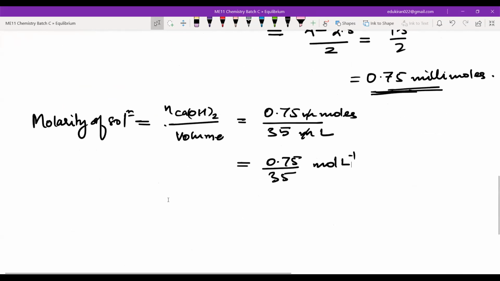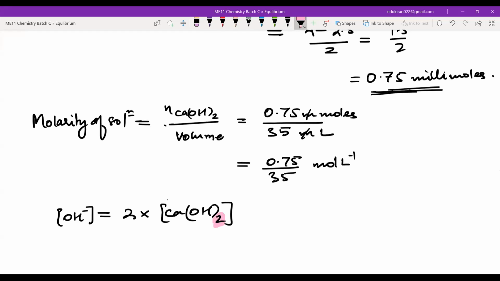Now please remember that the concentration of OH negative will be equal to 2 times the concentration of Ca(OH)2. Why? Because we have 2 OH groups attached in 1 molecule of Ca(OH)2. So if I have only 1, then I will be getting 2 OH negative. And hence, if I have 1 mole of Ca(OH)2, I will be getting 2 moles of OH negative. Now I can write this as 2 into 0.75 divided by 35 moles per liter. Yes or no? Tell me.